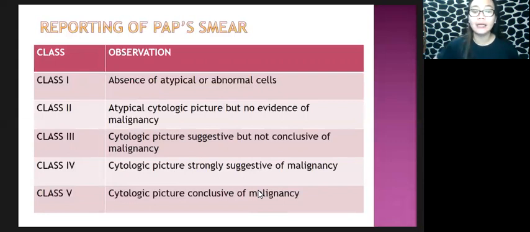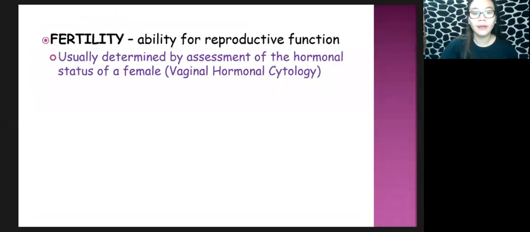So kindly memorize this table because you will be using it not just for our quiz and our exam, but also during your internship, and most importantly, during your board exam.